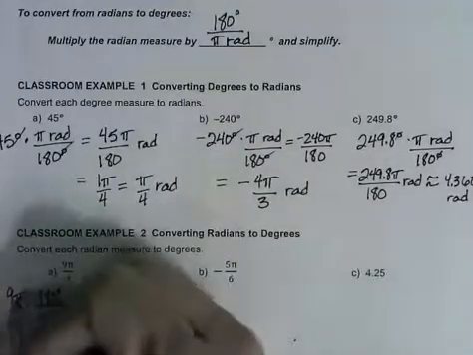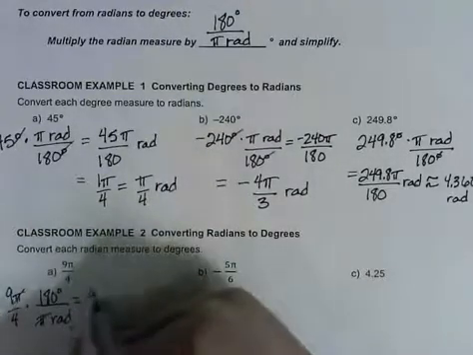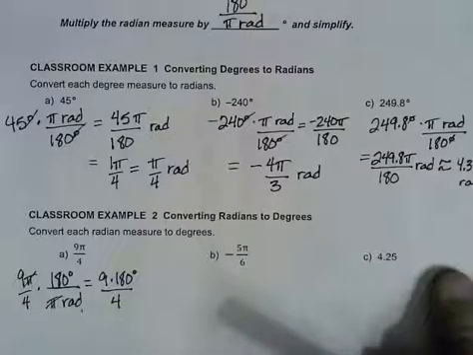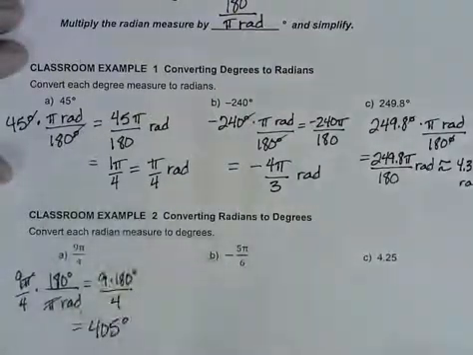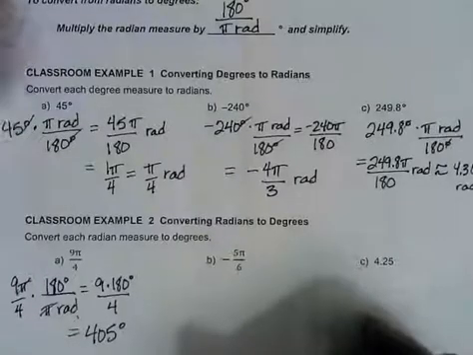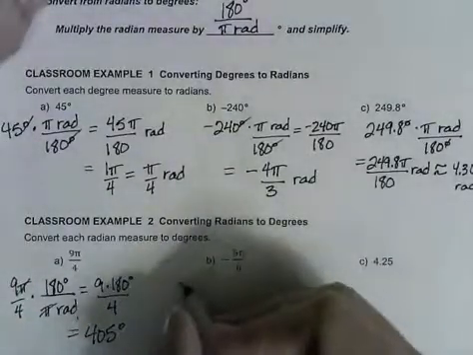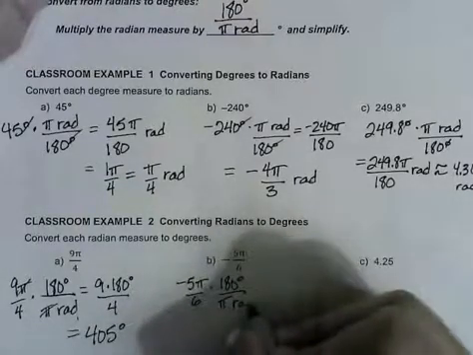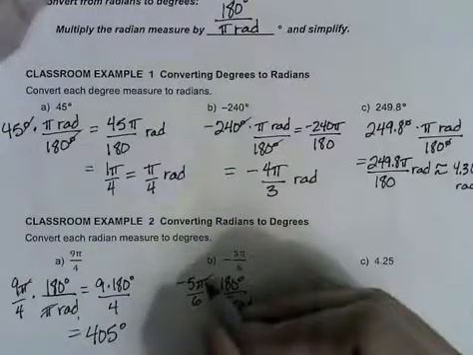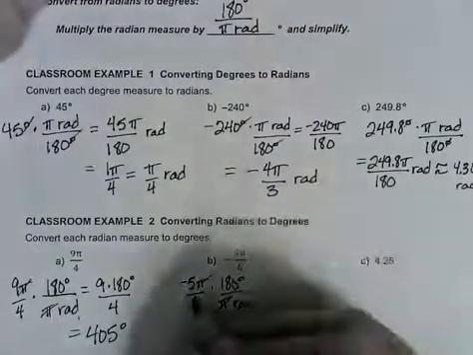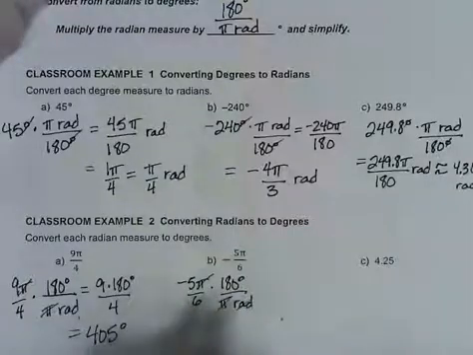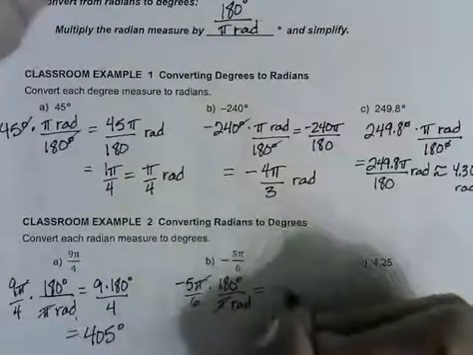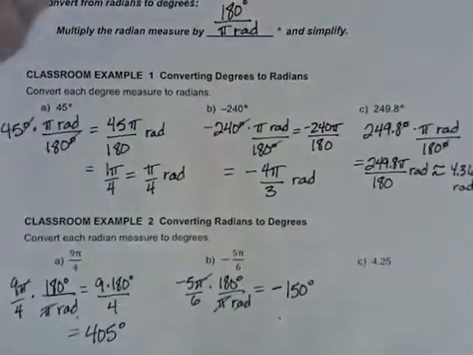And so here the pi's are going to cancel out, and I just end up with 9 times 180 degrees over 4, and I can just do that on my calculator. That just turns out to be 405 degrees. Same thing with this one. I'm multiplying this by 180 degrees over pi radians. Technically this had radians up here, so the radians are canceling out. I'm going to multiply -5 times 180 and divide by 6 on my calculator. This was negative, so this is going to give me an angle measure of -150 degrees.